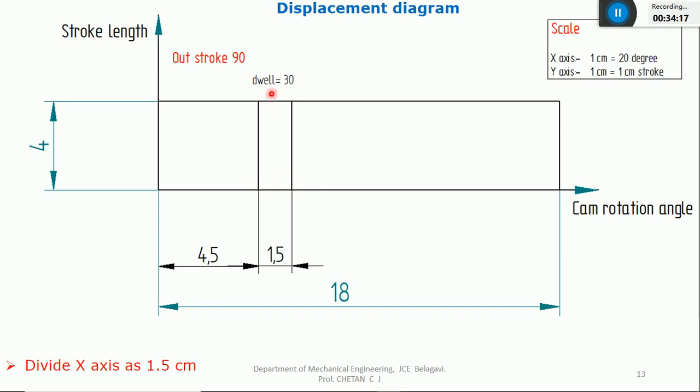So for the next dwell angle, that is 30. 30 by 20 means 1.5. I'll indicate 1.5. So please mute your audio. And I'll indicate the next angle.